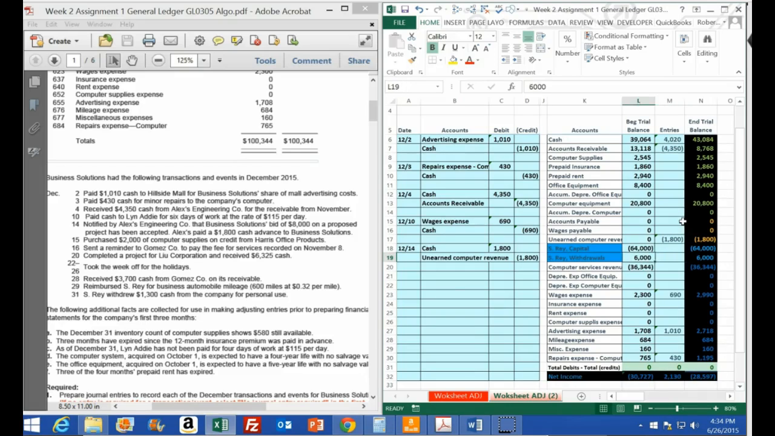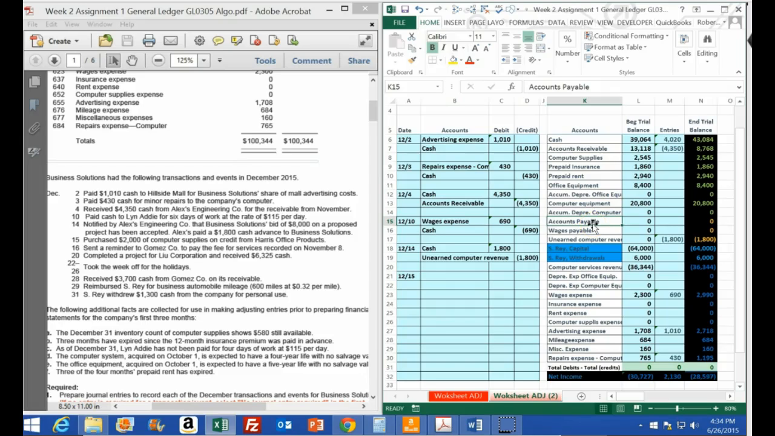So then we're going to go to the date of 12/15. Purchase $2,000 of computer supplies on credit from Harris Office Products. So is cash affected? In this case, the answer is no. We purchased it on credit. Now, if we purchased it on credit, we know that we put it into a liability, being accounts payable.